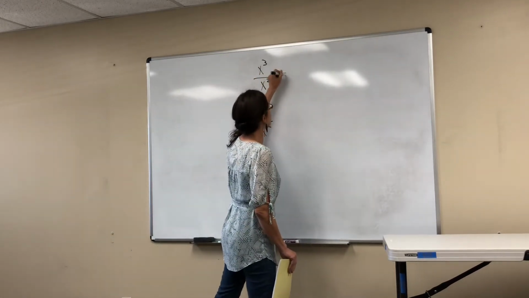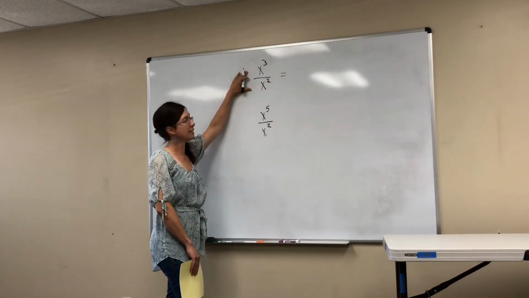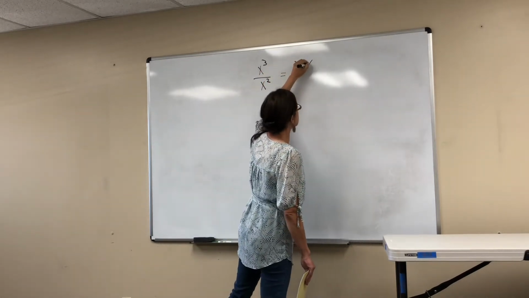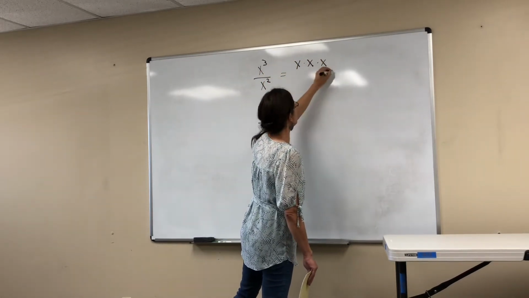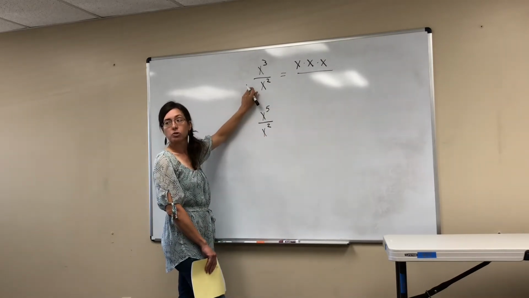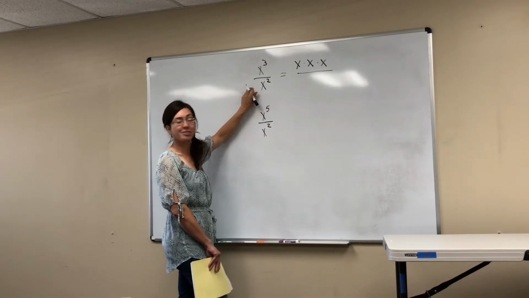Let's look at what this really means when we break it all down into the individual parts. So I have x cubed on top, which is x times x times x. I have 3 x's that are multiplied together. I have x squared on the bottom. So how many do I need to put on the bottom? 2. 2. Perfect.